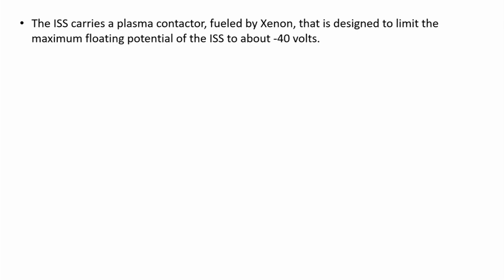For the International Space Station, reliability is of extreme importance. It carries a plasma conductor fueled by xenon that is designed to limit the maximum floating potential of the ISS to about minus 40 volts. So, you see this is quite a benign one. This can only be done when you use this type of plasma conductor.